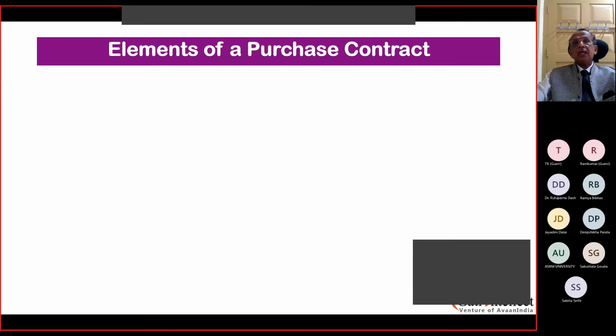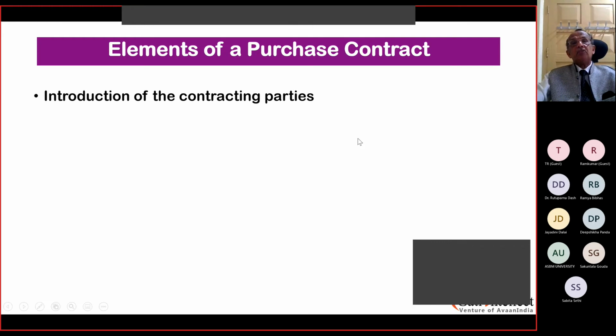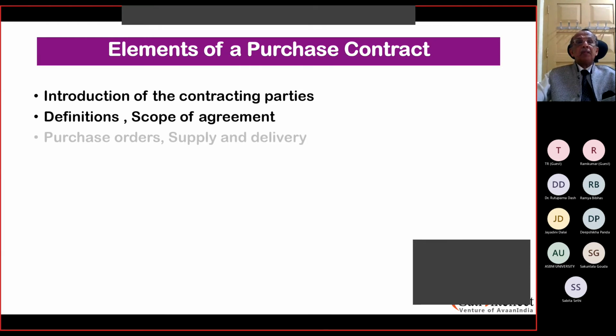Okay, and this is what I was saying. This is where we have put on the website the complete 5 pages from the textbook where each and every item is explained. So this can be a reference in the future for you. Introduction of the contracting parties, definitions and scope of agreement, then purchase orders. It's a very important thing.